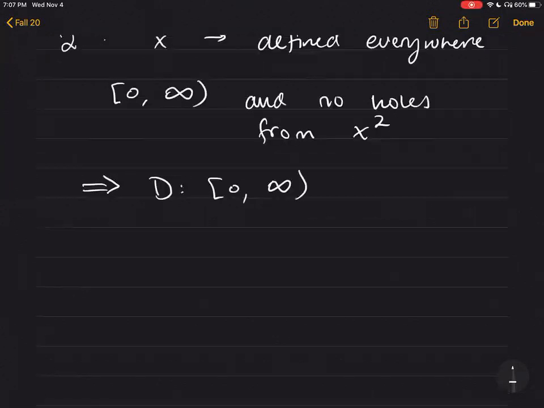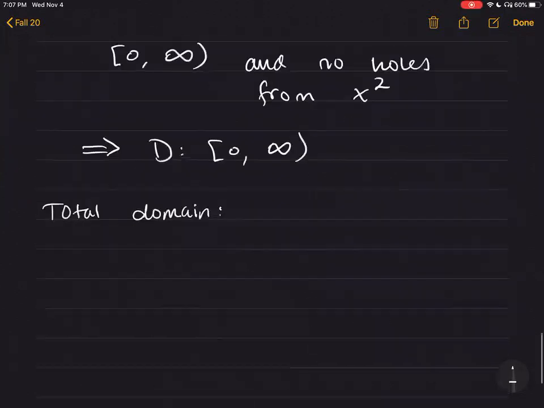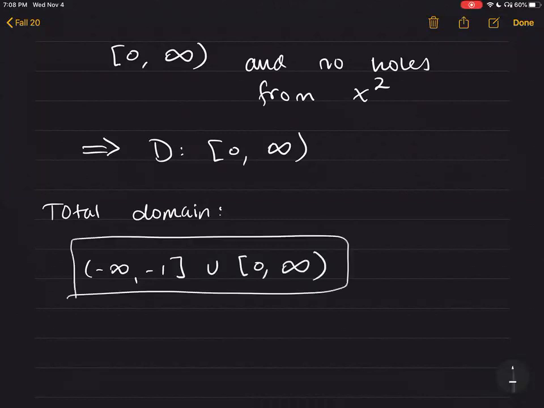And so now the total domain, the domain of f overall, is going to be -infinity to -1 from the first case, unioned with 0 to infinity from the second case. And that is the domain of the function. All right, excellent.